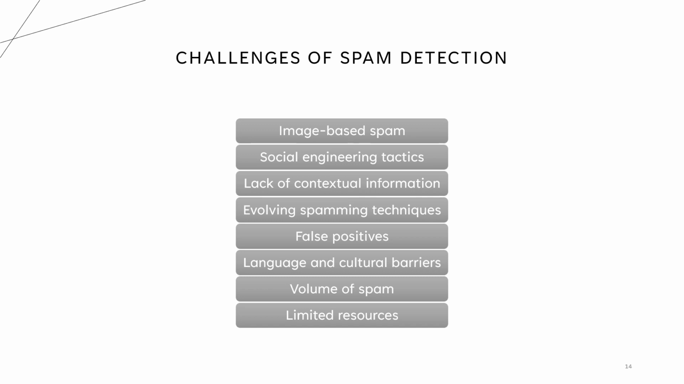False positives. Spam filters can sometimes mistakenly identify legitimate emails as spam, resulting in false positives. This can be a significant problem as users may miss important emails. Language and cultural barriers. Spammers often use different languages and cultural references to trick users. This can be challenging for spam filters to detect, especially if the spam filter is not trained to recognize these differences.